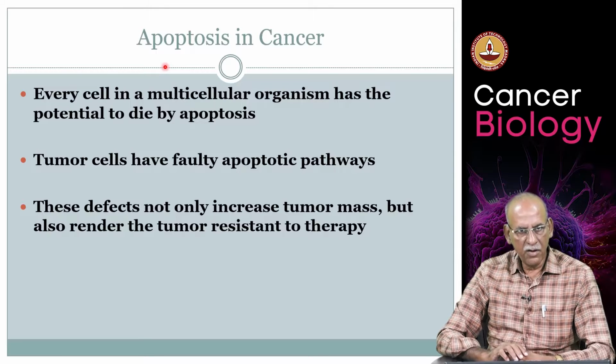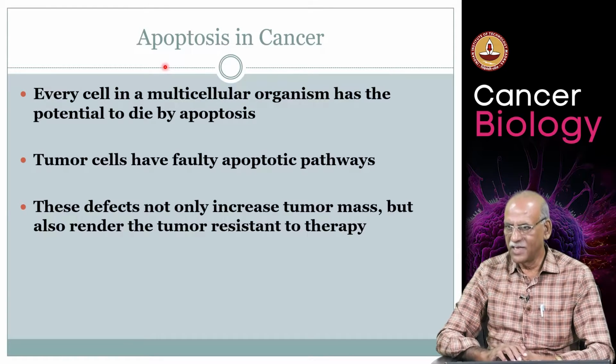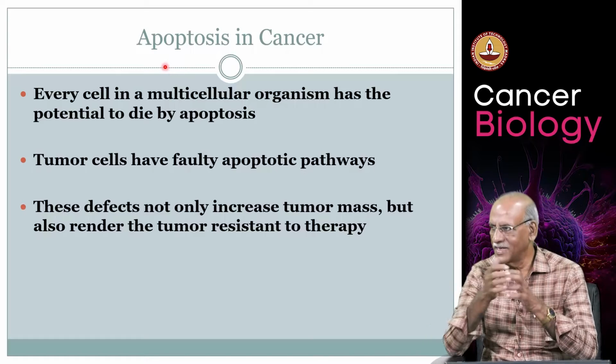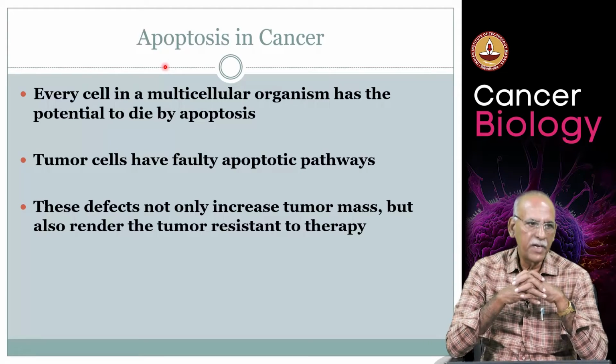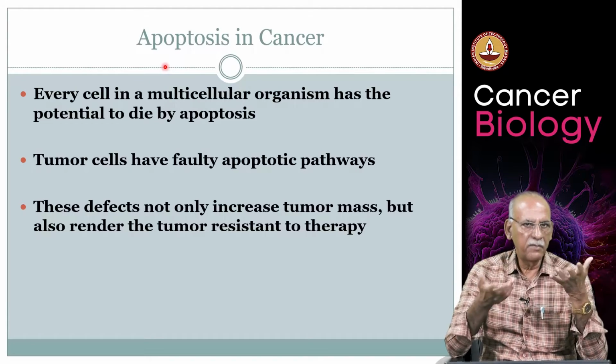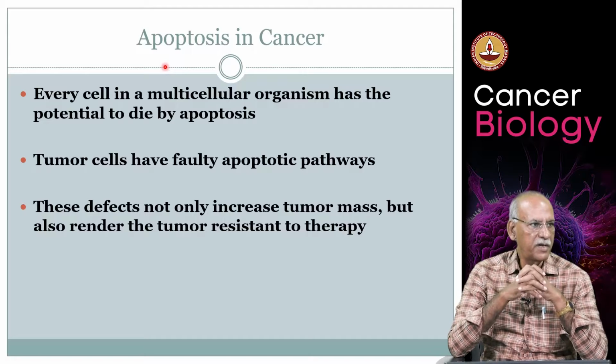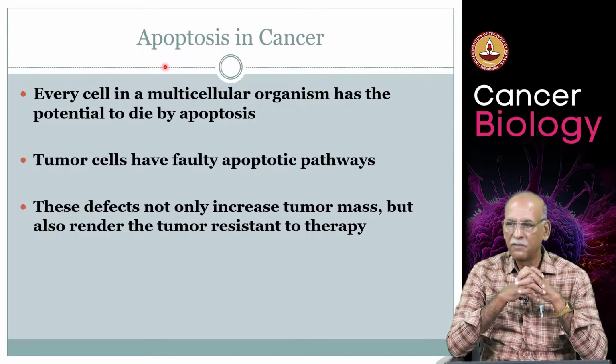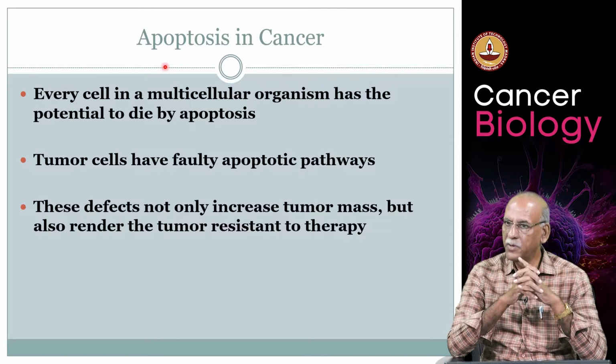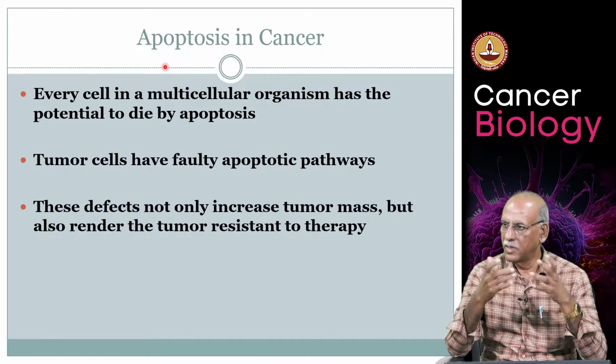If they cannot repair, they will undergo apoptosis. That is, if a particular threshold is exceeded, then they will commit suicide, they will enter into apoptosis. Whereas tumor cells, you will not be able to do that because they have faulty apoptotic pathways. So, they will refuse to die.